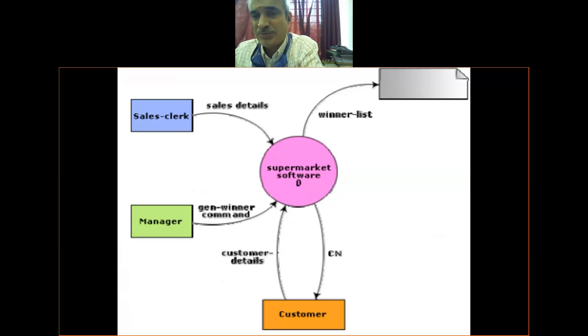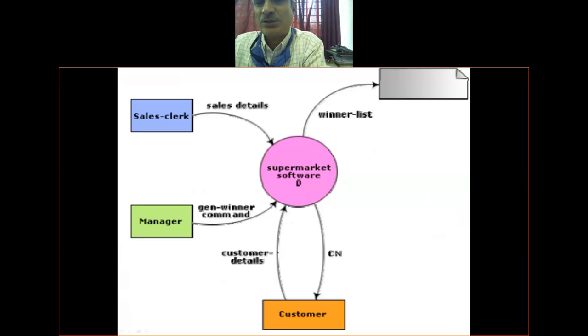See here, supermarket software, 0th level. Sales clerk, sales details will be entered. Supermarket will find a winner list. This is an output. Okay, the edge looks like a dog's ear, right? Dog-eared rectangle, right? A manager, okay, he will generate a winner, right? Customer details are entered and customer number is given. Everything is put into one circle, computation.